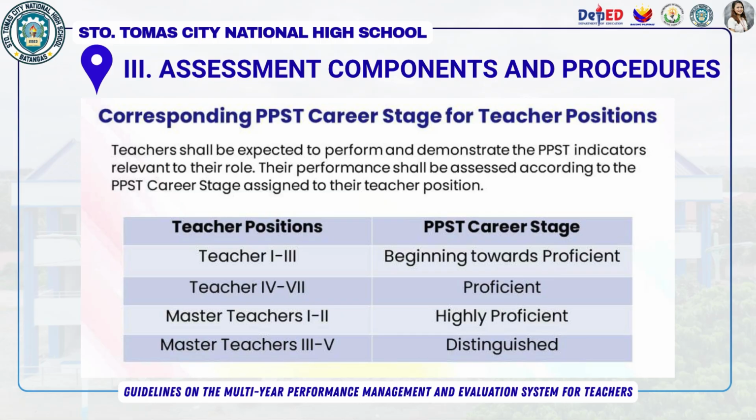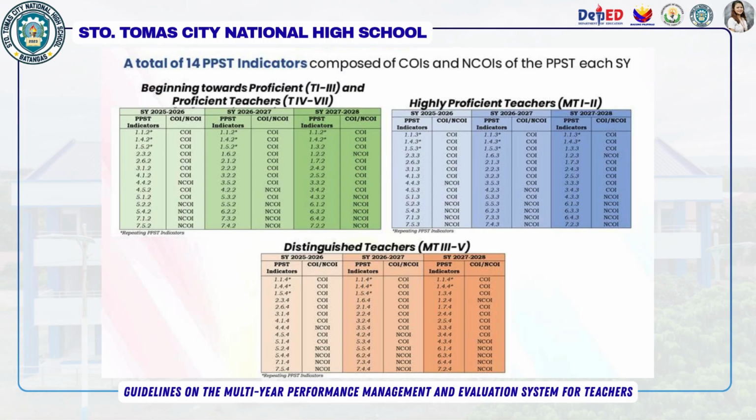A master teacher, for example, is assessed on indicators focusing on mentoring and curriculum development, which is appropriate for their distinguished role. For any given school year, you will focus on a total of 14 PPST indicators. These 14 are a mix of classroom observable indicators and non-classroom observable indicators. COIs are assessed through classroom observations and NCOIs are assessed through your means of verification, MOVs, or documents.